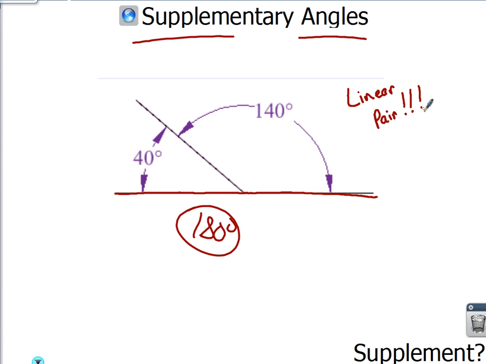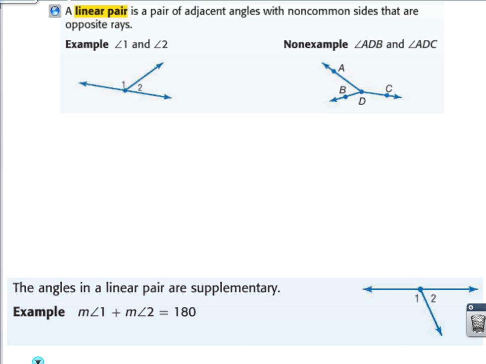Again, supplementary is actually the adjective form. Supplement down here is actually the noun form. So the angles 40 and 140 are supplementary. That describes the angles. 40 is the supplement of 140. 140 is the supplement of 40. Okay, that's the noun form. So two angles are supplementary if they form a straight line, if they add up to 180 degrees.